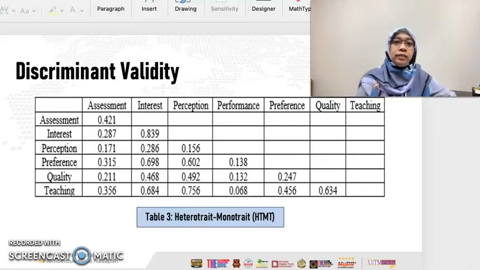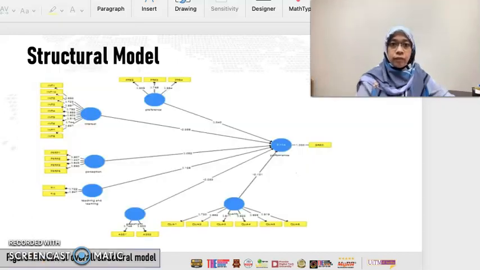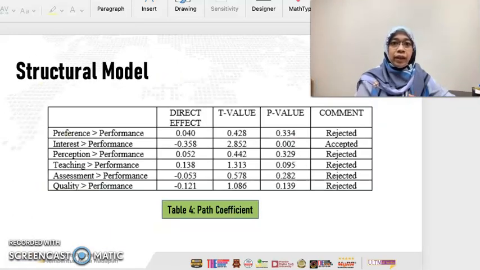From here, we can see that the HTMT values are all less than 0.85 according to Klein 2011. That means the discriminant validity has been ascertained and there is no issue of multicollinearity. This is the structural model, and based on the model, an interesting finding is that interest is the only factor that influences student performance. Preference, perceptions, teaching, and assessment quality are not significant influences on performance.